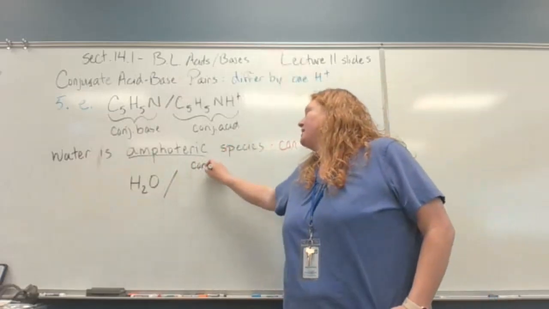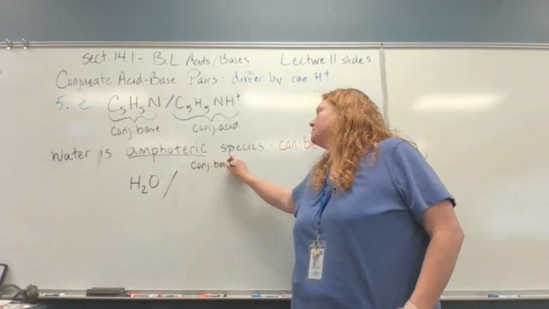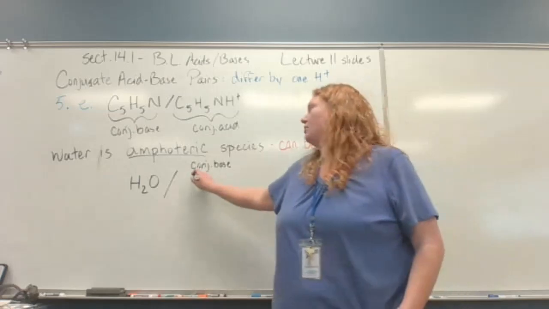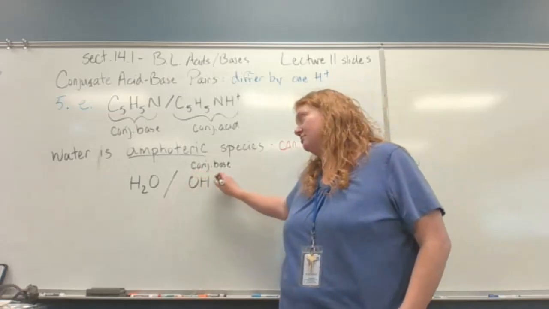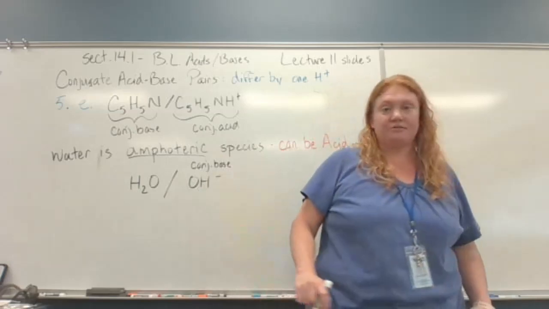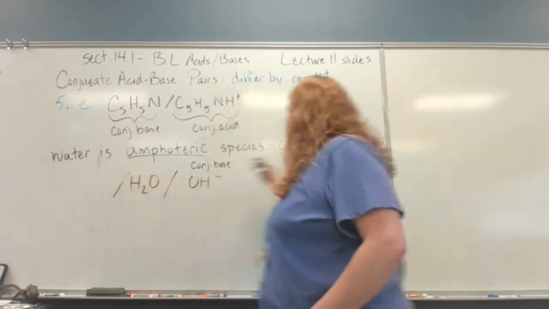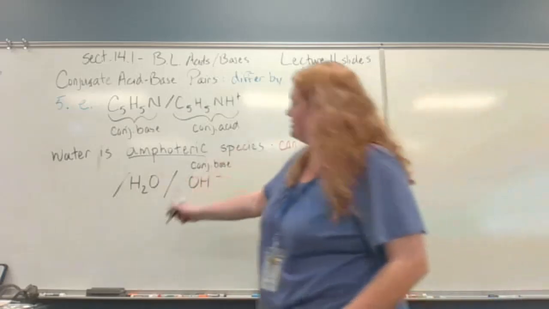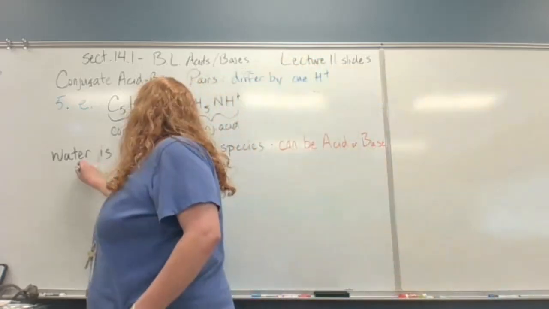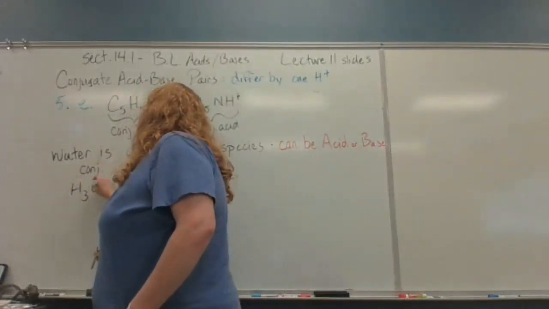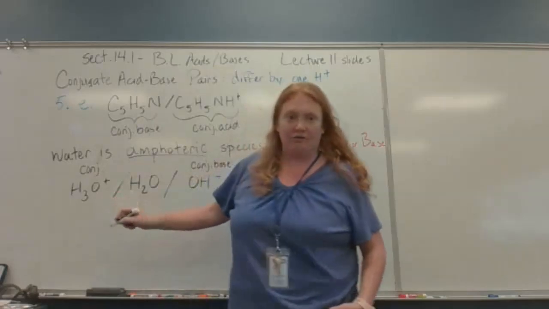What does that mean the conjugate base of water is? What does it form when it gives an H plus away? OH minus, the hydroxide ion. If water is acting as a base, meaning it's willing to accept, what is the conjugate acid that water forms? H3O plus, the hydronium ion, right?